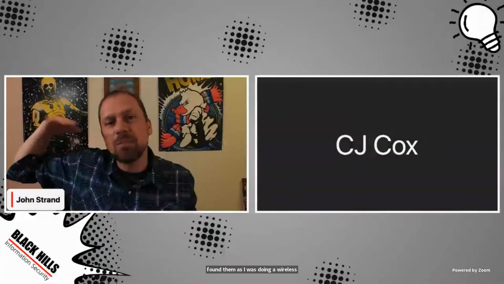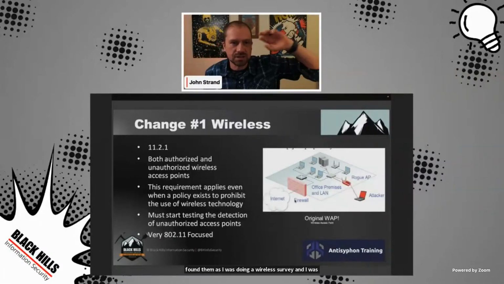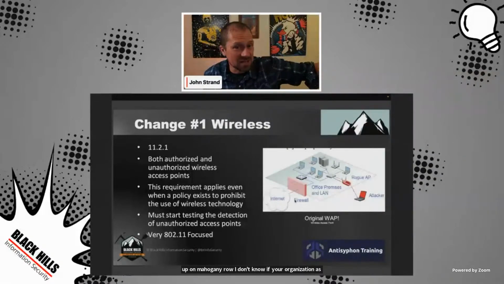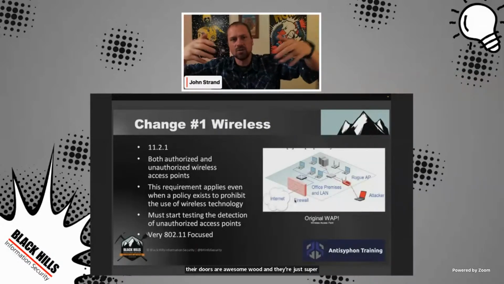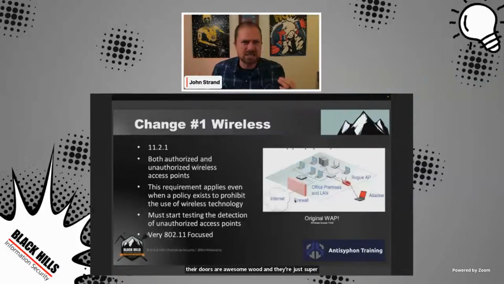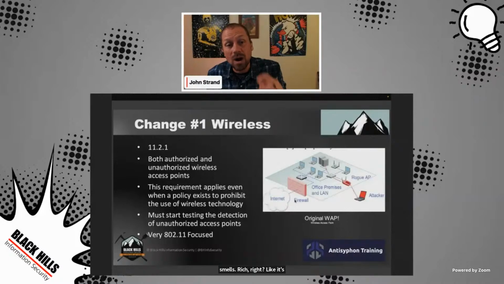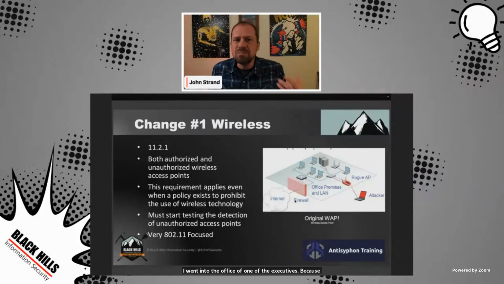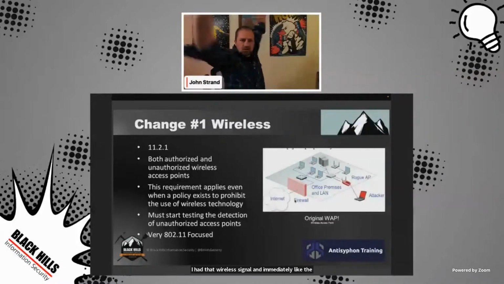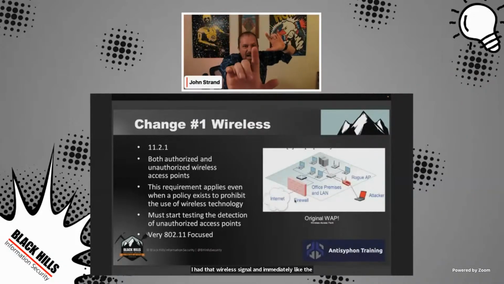The first one we found as I was doing a wireless survey and I was up on Mahogany Row. I don't know if your organization has a Mahogany Row. It's where the executives live and their doors are awesome wood, mahogany doors, mahogany desks. It smells rich, right? Like it's an amazing place. And I picked up a wireless signal on the executive level of a classified area inside of a SCIF. I went into the office of one of the executives because I had that wireless signal, and immediately the executive assistant was there with like kung fu, and she was like, you shall not pass.